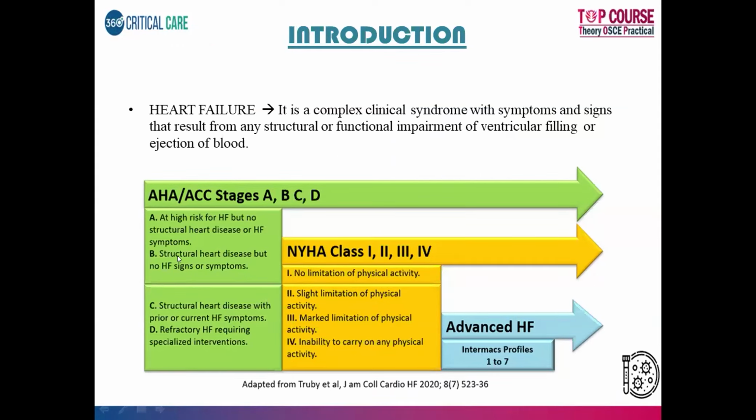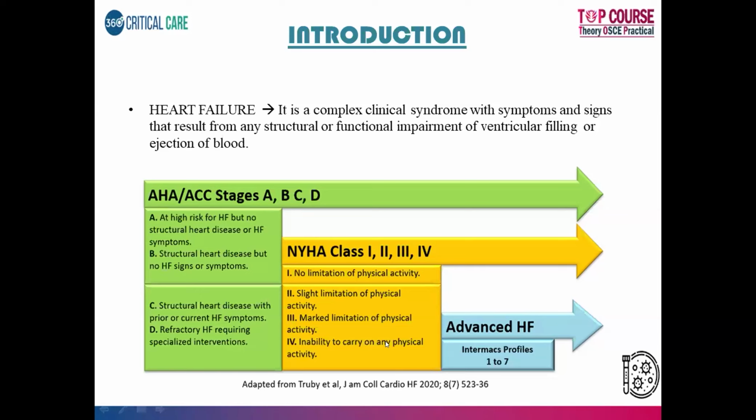So this is a beautiful classification of heart failure. You have the AHA or ACC classification, the NYHA classification, and the INTERMACS profile. So AHA, ACC stages, you should know A, B, C, D. I'm not going to go in detail about that, but just remember the C and D. Basically A is at risk patients for heart failure, but there is no structural heart disease and no signs and symptoms for heart failure. B is there is a structural heart disease, but no signs and symptoms of heart failure. C is there is a structural heart disease with prior or current heart failure symptoms. And D is refractory heart failure, which requires specialized interventions.